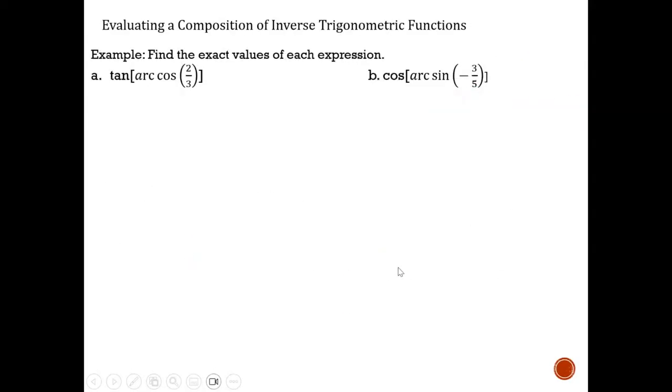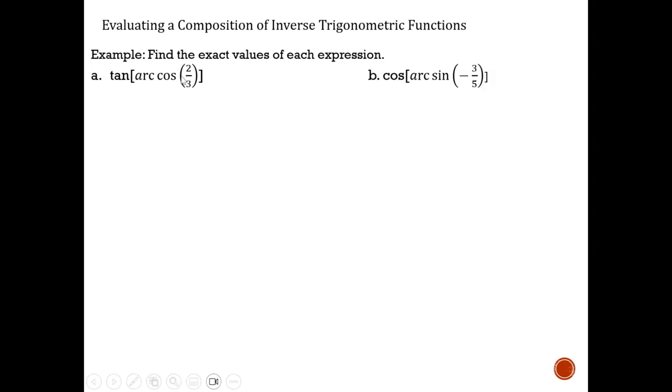Now let's continue. This is called evaluating a composition of inverse trigonometric functions. Example: it says find the exact values of each expression. Hey guys, the mistake that students make is that they want to put that in the calculator, but if you put that in the calculator, it's going to give you an irrational number that never ends, which is wrong. Here they want the exact values, and here's how you do it.